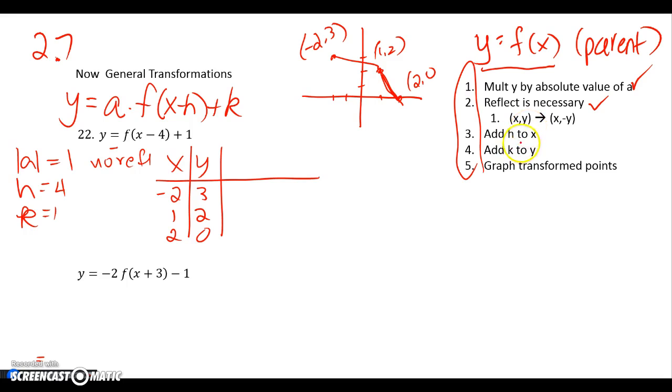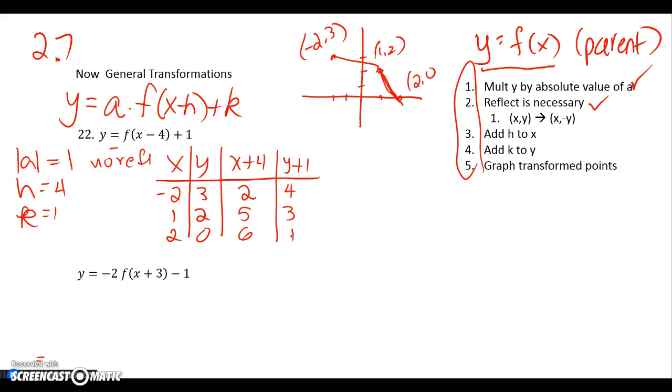Step 3, add h to x. H is 4, so I'm going to take the x coordinates and add 4. And I'm going to take the y coordinates and add 1. So x plus 4: 2, 5, 6. Y plus 1: 4, 3, 1.